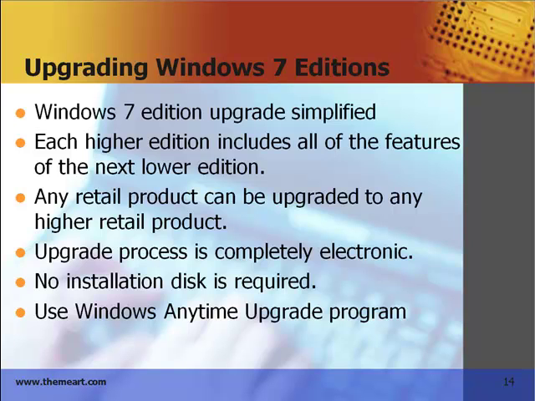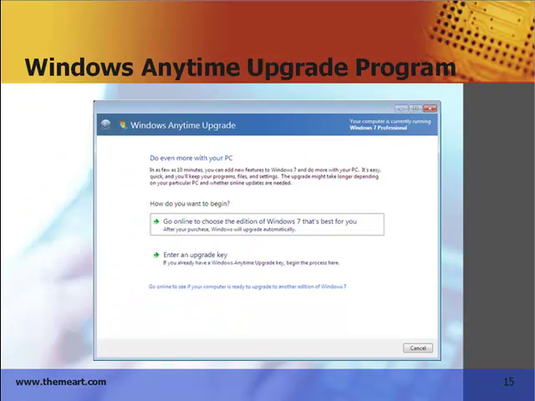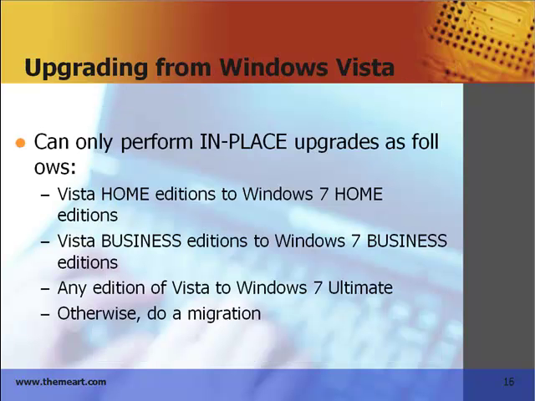The only thing you cannot do is upgrade from a 32-bit architecture to a 64-bit architecture. When you go to 64-bit, that has to be a fresh install. There is no upgrade to get you from 32 to 64. And it's just a screenshot of what happens with the Anytime Upgrade. And of course, the only thing you have to do is spend money. You'll be asked for an upgrade key, which you'll have to purchase.